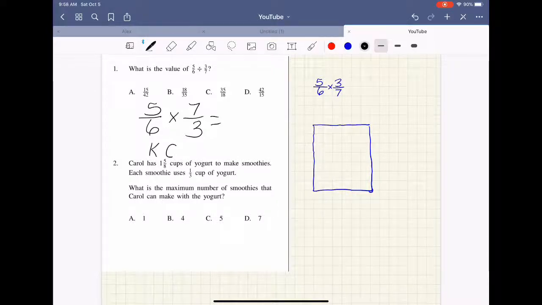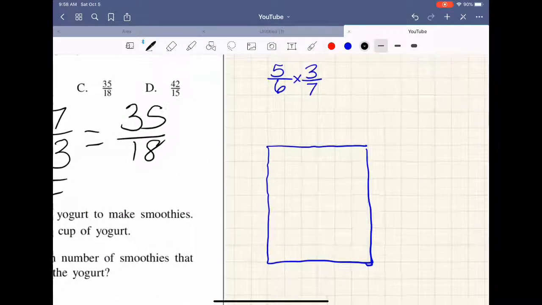I see it's all around. Keep, change, flip. Some of my kids are always confused with KFC, like the Kentucky Fried Chicken. Keep, change, flip. That's what they know they're supposed to do, and they're somehow going to get 35/18. But what does this even mean? So what I'm going to do is I'm going to look at it as a model again.